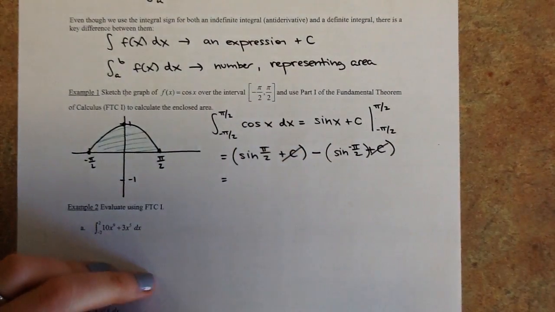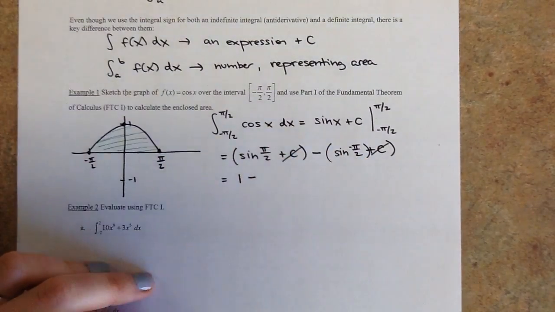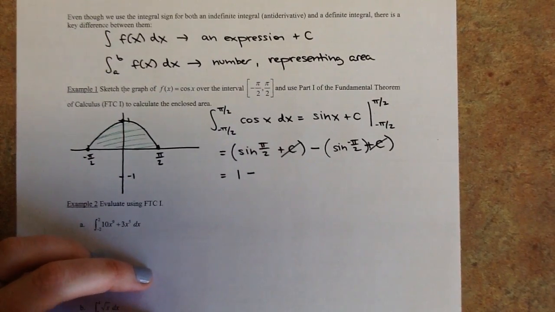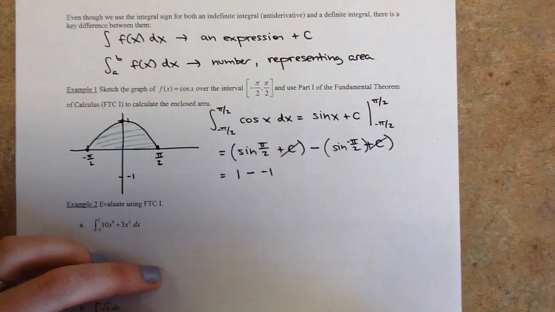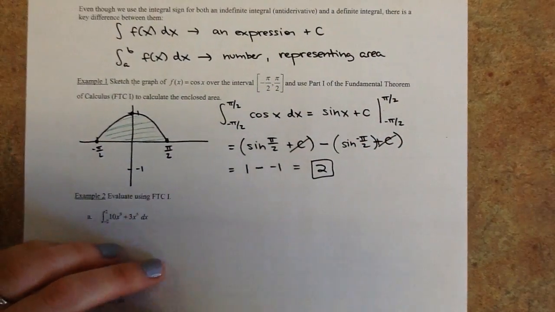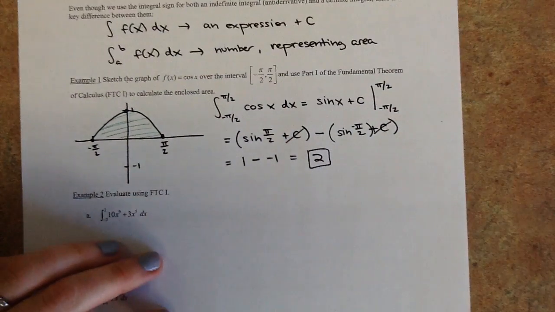Sine of pi/2, that's the top of my unit circle, that has a value of 1. Minus, and then the sine of -pi/2 is the same as the sine of 3pi/2. That's the very bottom of the unit circle. That's a -1. So this ends up being 2. Okay, so that's my answer. That's the area from here to here, a +2. Should make sense because we're all up above the x-axis.